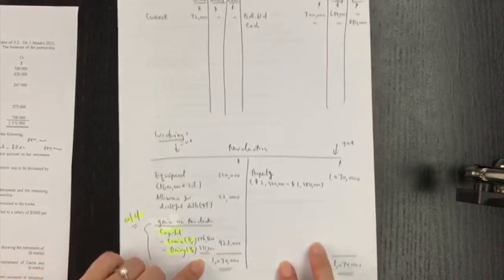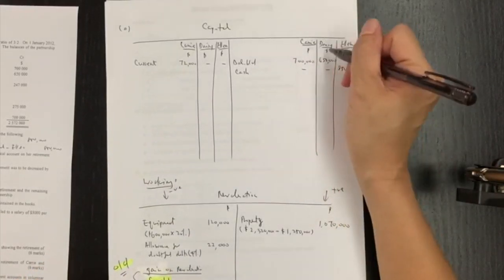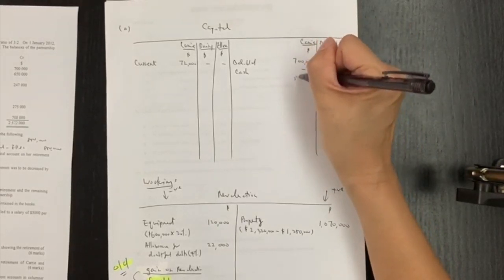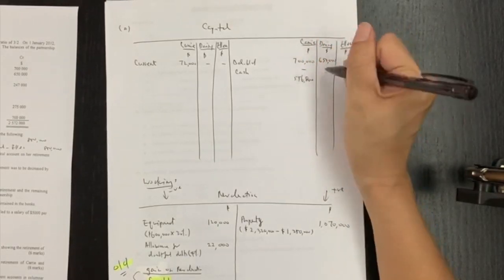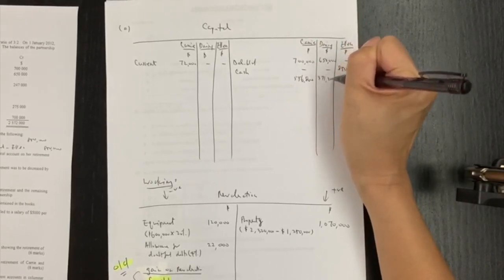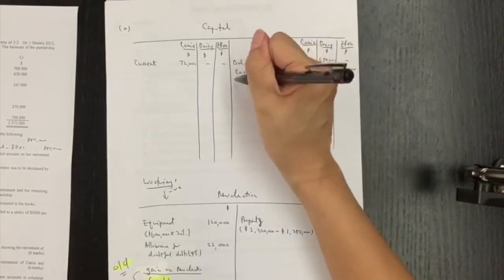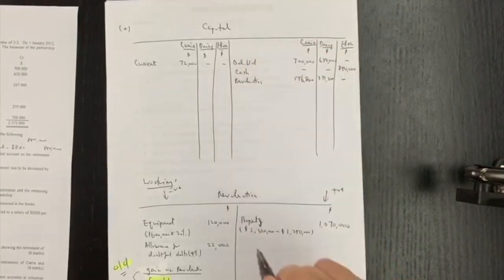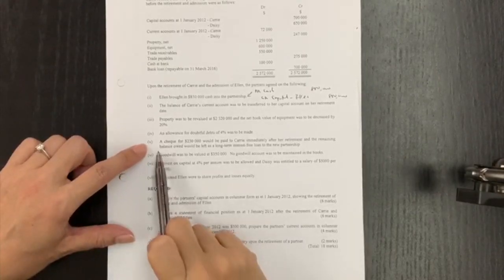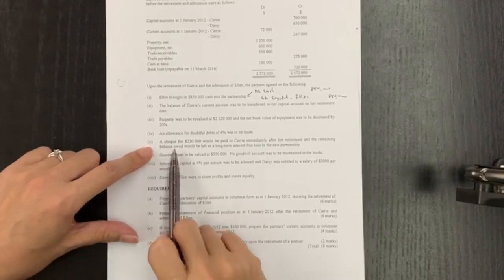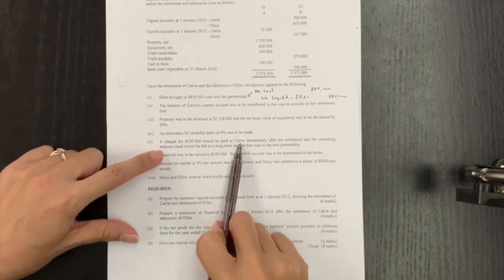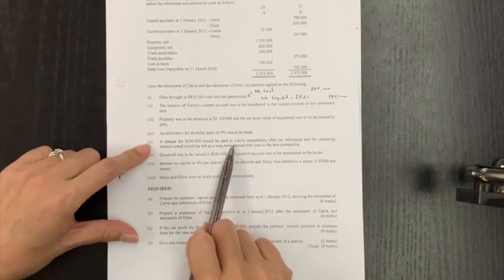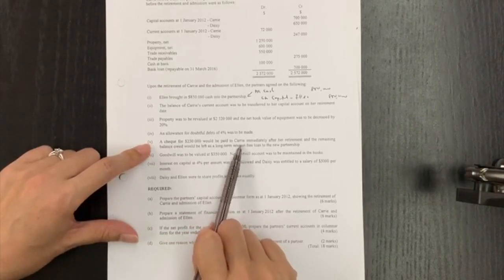Gain is a good thing to partners, and the old partners are Carrie and Daisy. So credit 556,800, 371,200, nothing for the new partner, and this is revaluation. Okay. Okay, now we come to point 5. Point 5 is about a check paid to Carrie, and at this moment you don't need to worry about this point, because to close Carrie's capital accounts we must finish all the adjustment first.